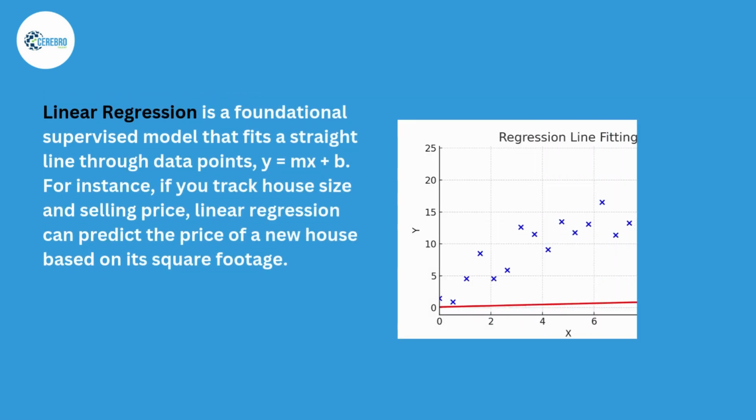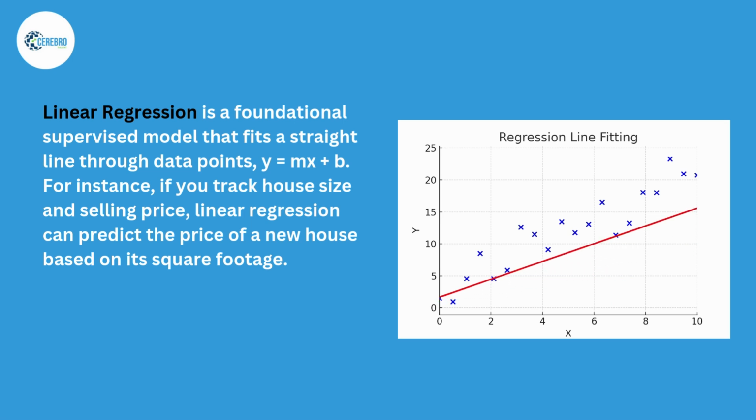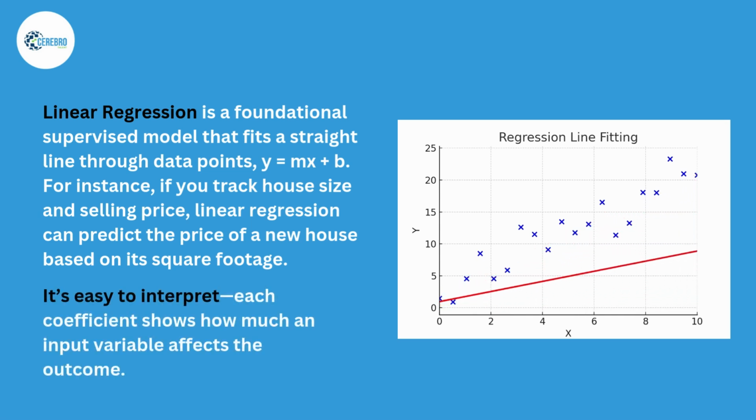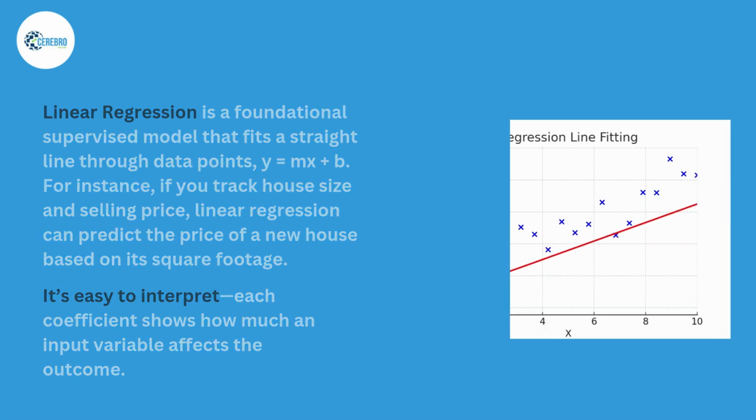Linear regression is a foundational supervised model that fits a straight line through data points, y equals mx plus b. For instance, if you track house size and selling price, linear regression can predict the price of a new house based on its square footage. It's easy to interpret. Each coefficient shows how much an input variable affects the outcome.